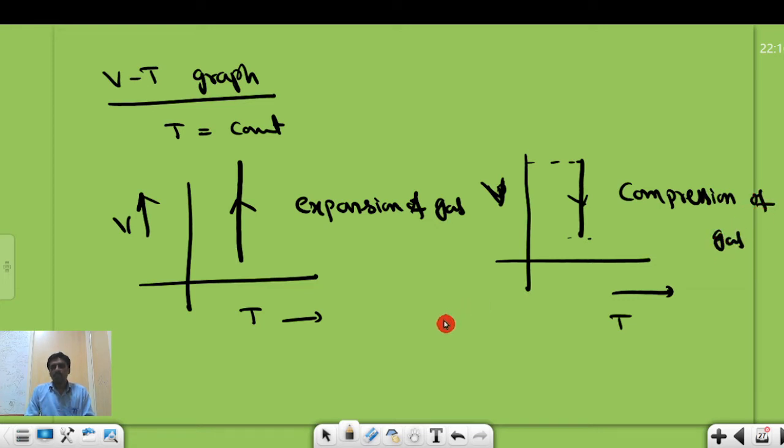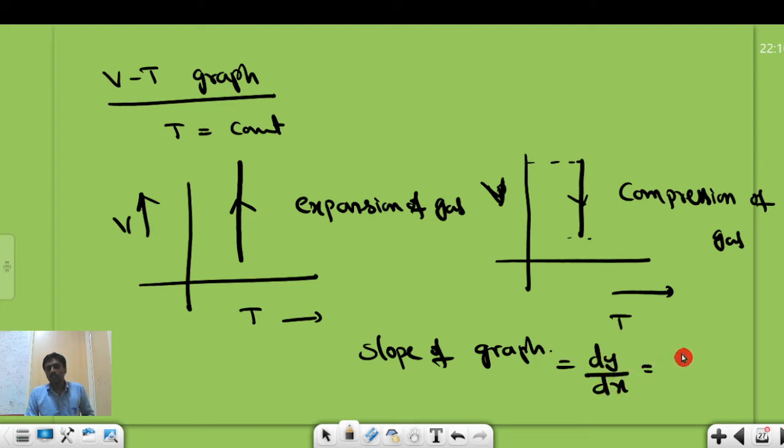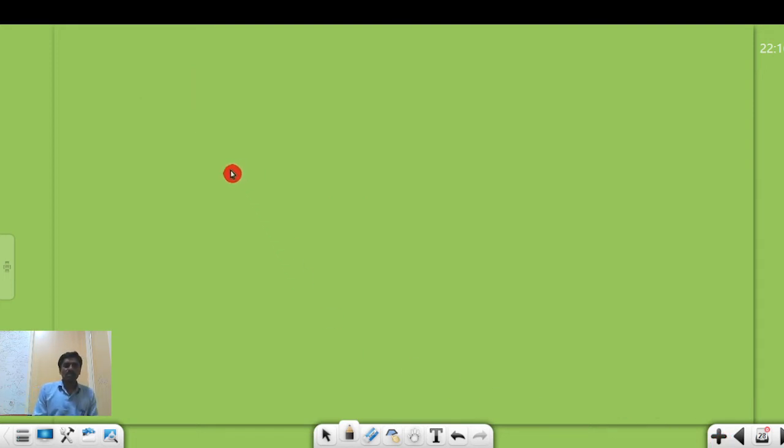From these two graphs, what is the slope? The slope of the VT graph in the isothermal process is dy divided by dx, that is dV divided by dT. dV has some value, divided by dT, which is equal to 0. Then the slope is equal to infinity. This is the value we are getting.